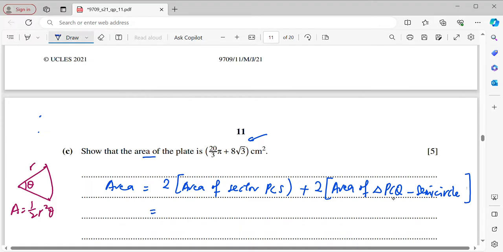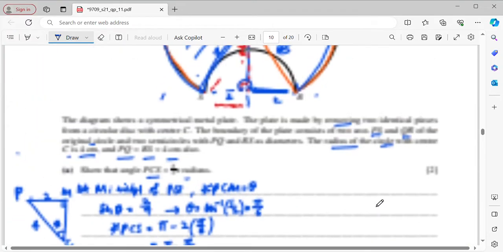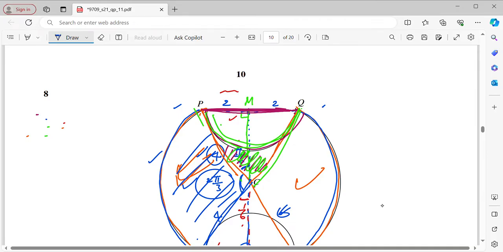Alright, so here will be 2. Now, using this formula, half r squared theta, r is 4. So 4 squared theta is 2 over 3 pi just now, plus 2 area of triangle. Okay, how to get the area of the triangle? So we know that here is 2. Oh no, here is 4. Total is 4. And then this is 4 as well.